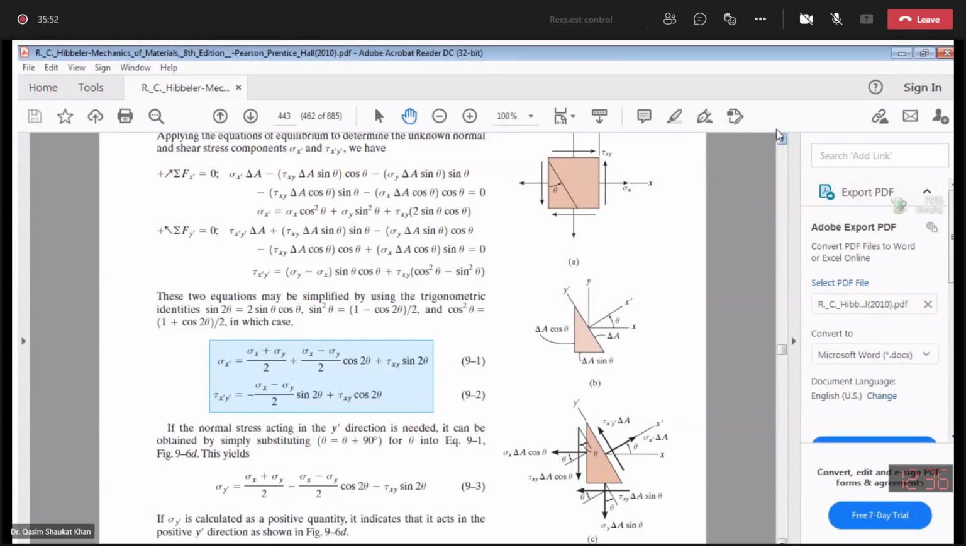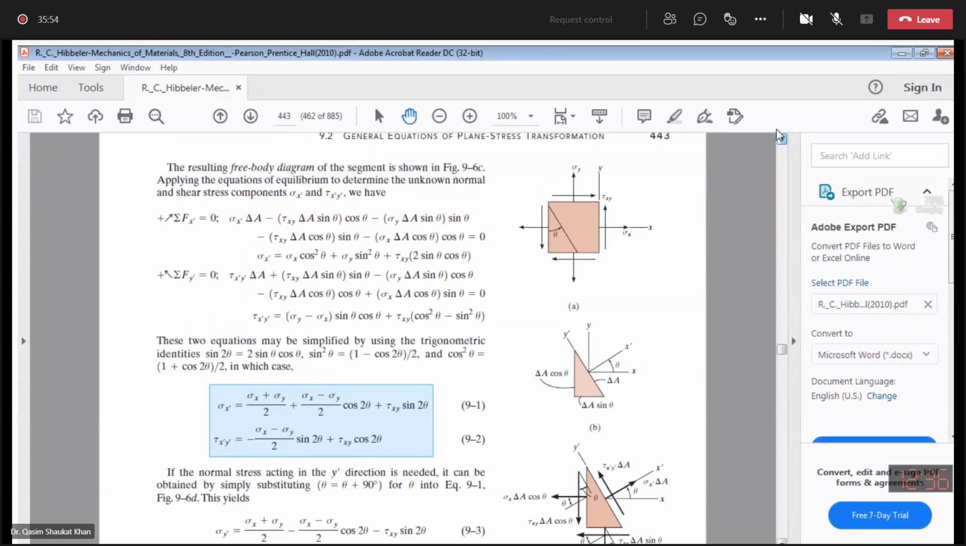And how this derivation will proceed. So this is your plane stress state element. About x-axis, regular x-axis, you have sigma x. About y-axis, you have sigma y. And you have this shear stress, tau x y. Fine.